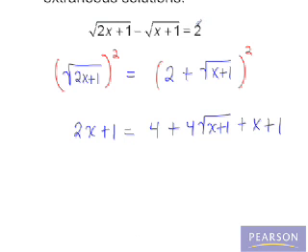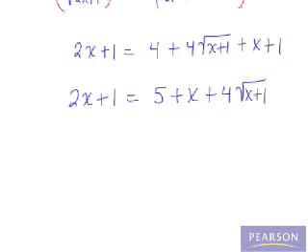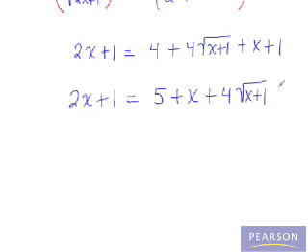So you can see we've taken the original equation that contained 2 radicals, and we now have an equation that only contains 1 radical. So our next job will be to get this term with the radical in it all by itself. But we have some like terms here that we can clean up. So we have 2x plus 1 equals 4 plus 1, 5, plus x, plus 4 times the square root of x plus 1. Again, we want to get the radical isolated, so we're going to subtract 5 from both sides and also subtract x from both sides.